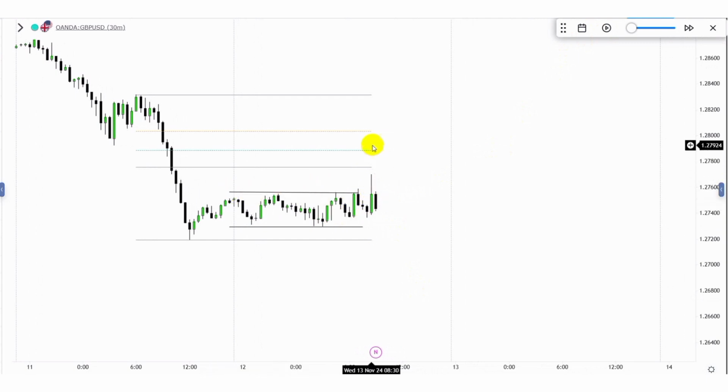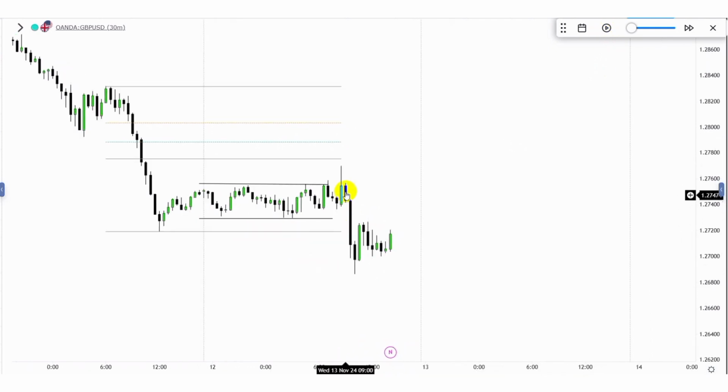Price has not mitigated premium, neither equilibrium. So there's a possibility we could see price dip higher before falling to the downside. But what we can see is that price has already taken all this buy side liquidity. So if price should drop to the downside and take the sell side liquidity, then we may not see that return into premium. So let's play price to see.